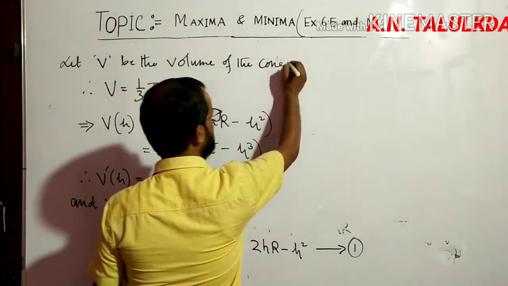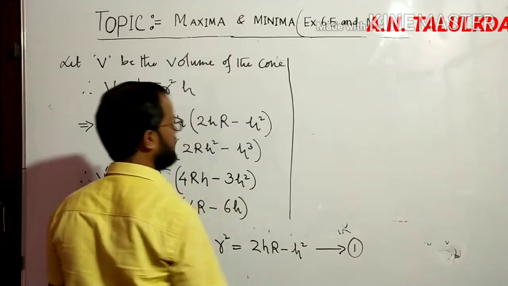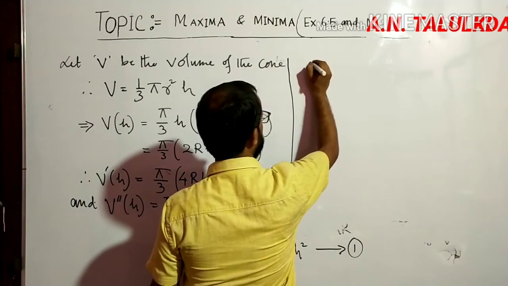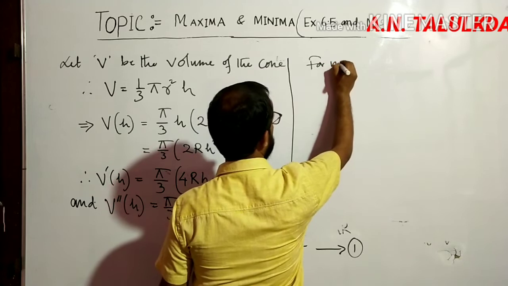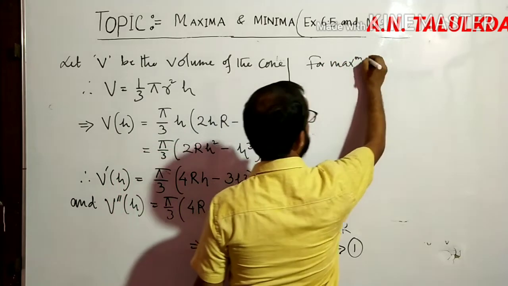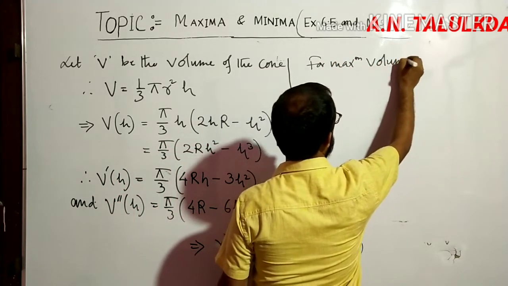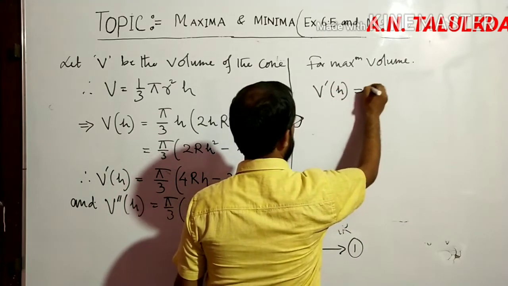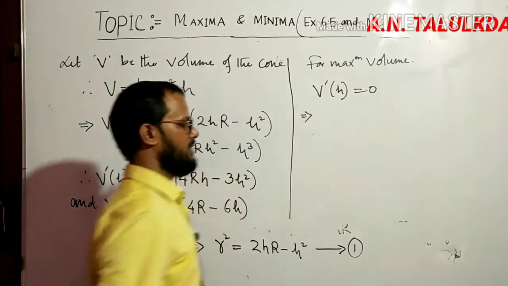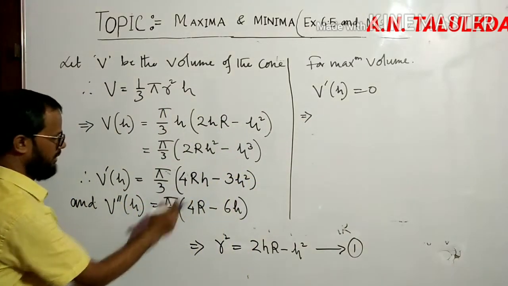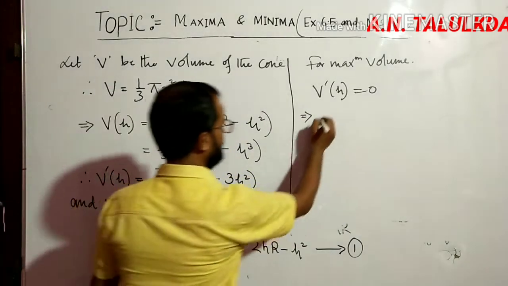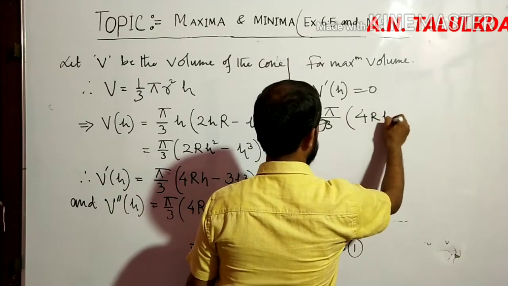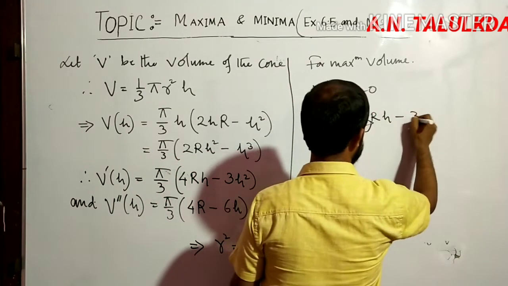Now to find the critical point for maximum volume, b dash h equal to 0. What is b dash h? B dash h is equal to this one, pi by 3 into 4rh minus 3h square.